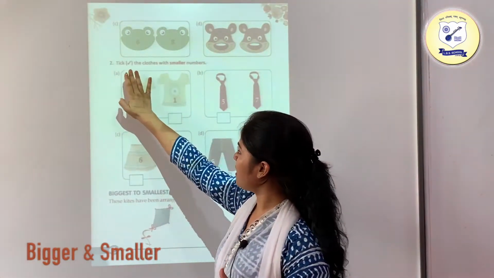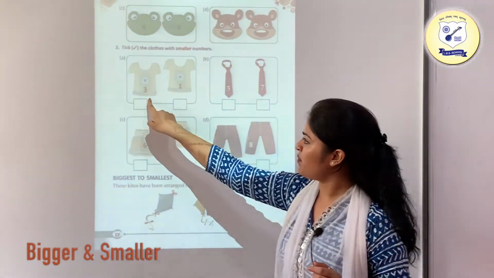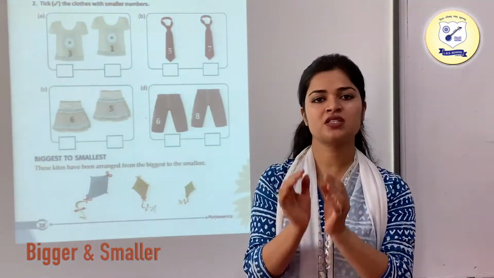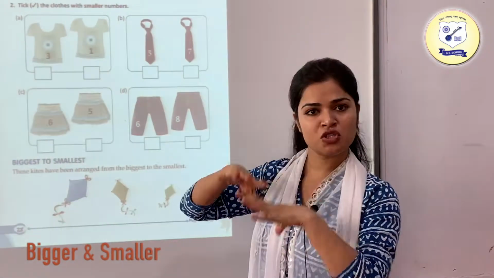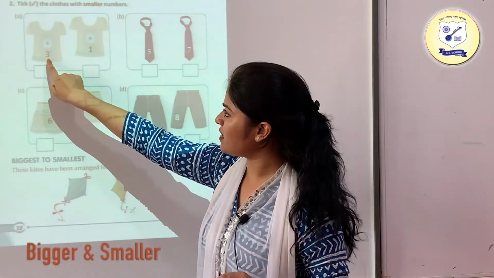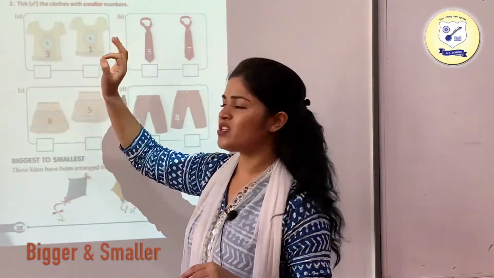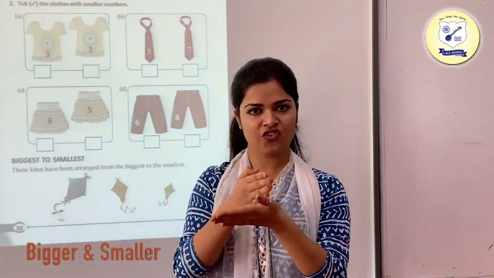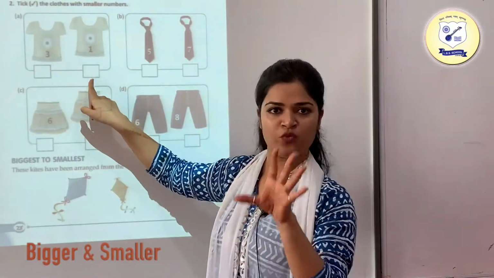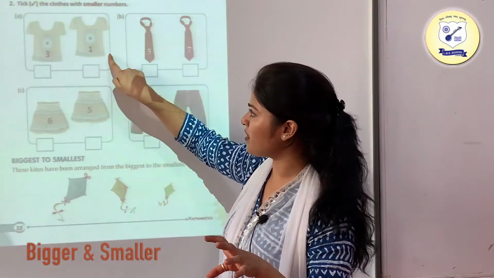Now we have: tick the clothes with the smaller number. What you should do now is, we are provided with a few boxes below these pictures. We just need to take the box which has the lesser or smaller number. In this picture you can see two t-shirts on which it is written 3 and 1. Check which one is the smaller number among 3 and 1. Among these, 1 is the smaller number, so we are going to tick this box.